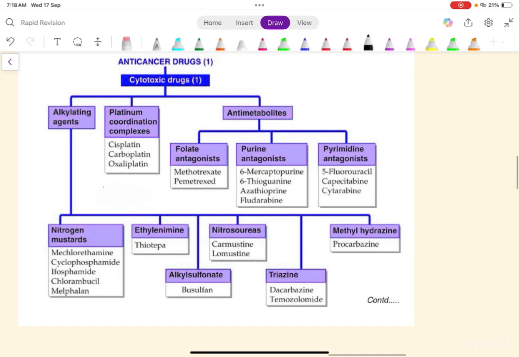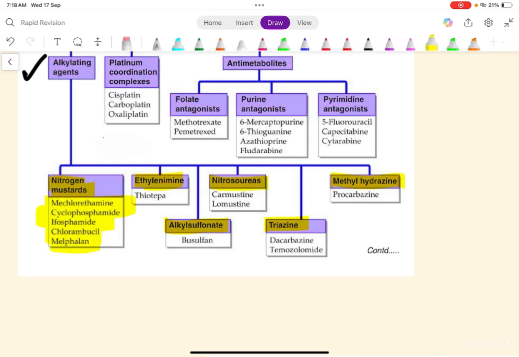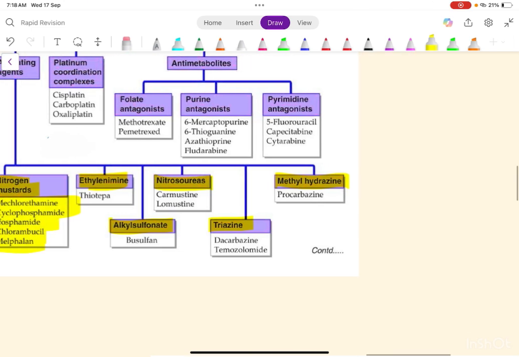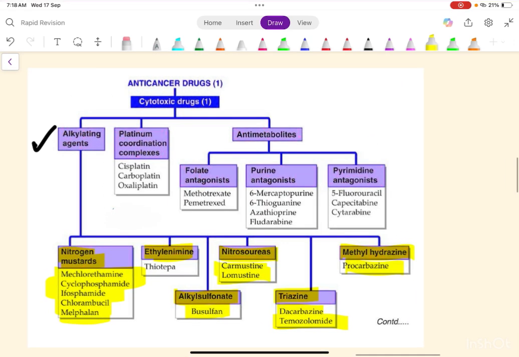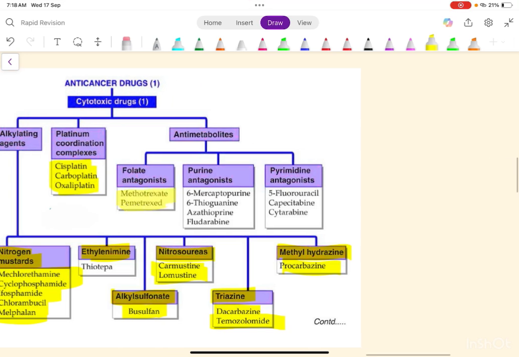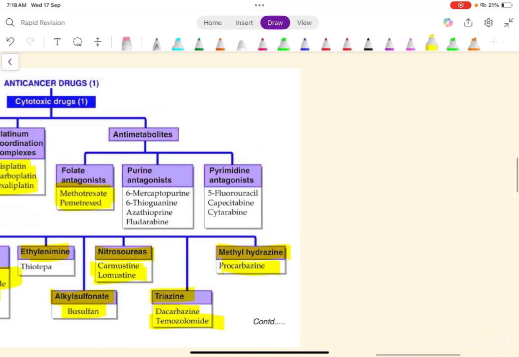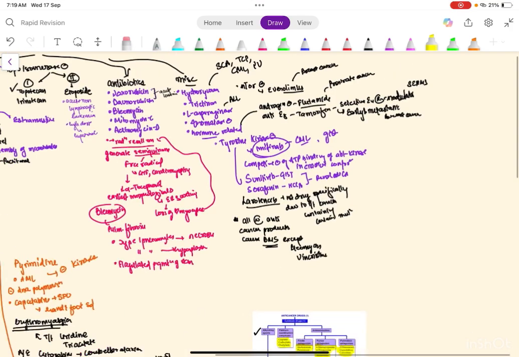See, I told you first we have the alkylating agents. In alkylating agents, what you have is nitrogen mustards, then ethylenimine, alkyl sulfonates, triazines and so on. So you remember all this: cyclophosphamide, ifosfamide, chlorambucil, melphalan, carmustine, lomustine, busulfan, and so on. Then you remember cisplatin, where we have to maintain hydration. In methotrexate, I told you about thymidylate synthase inhibition. Then 6-mercaptopurine, thioguanine, azathioprine, then 5-fluorouracil, capecitabine, and so on. You remember that capecitabine causes hand-foot syndrome.